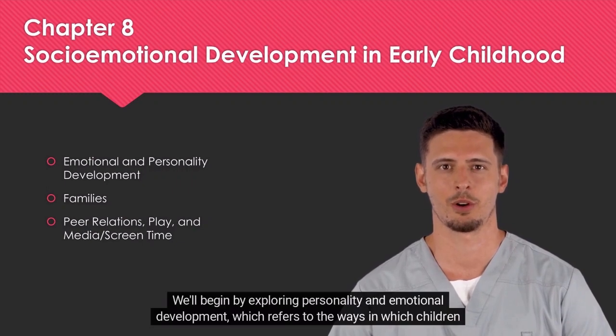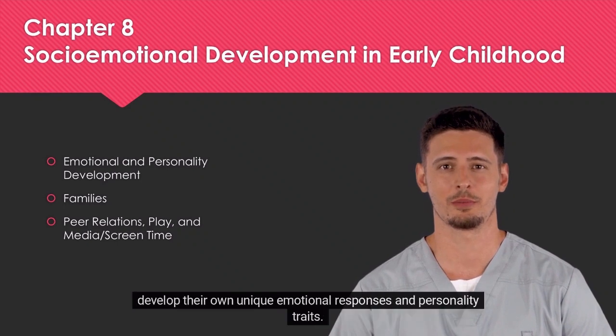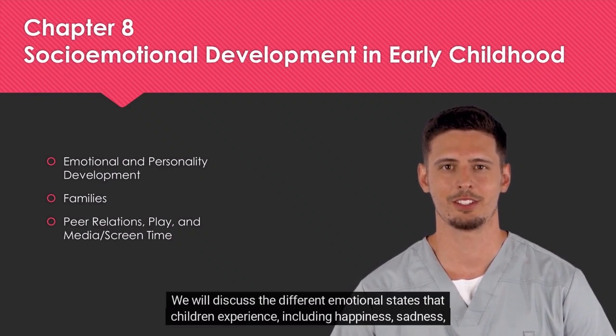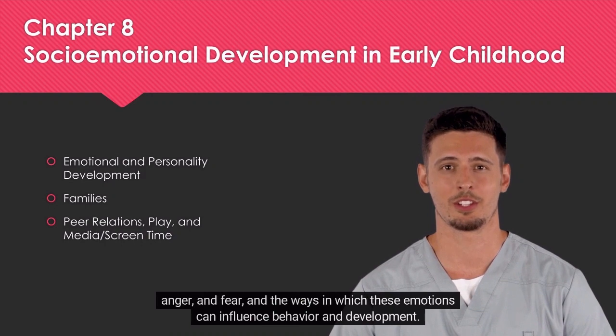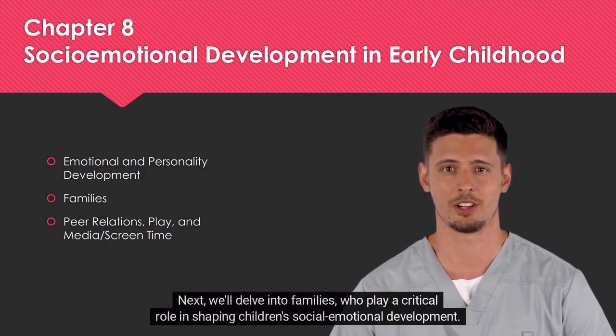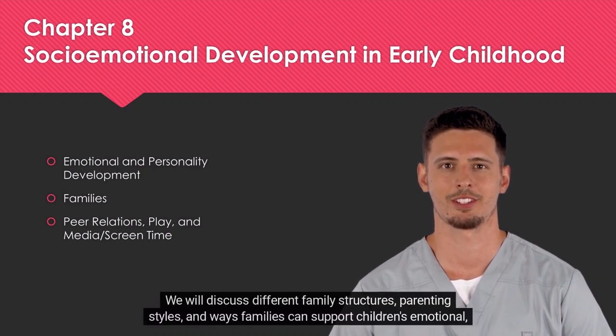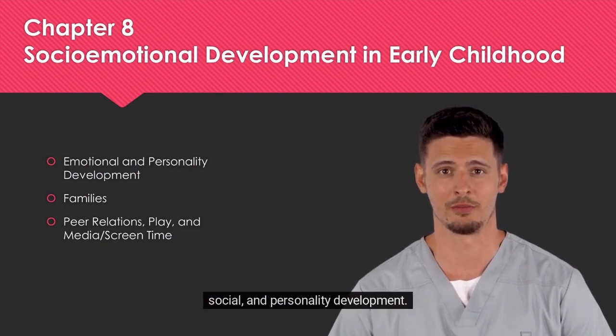We'll begin by exploring personality and emotional development, which refers to the ways in which children develop their own unique emotional responses and personality traits. We will discuss the different emotional states that children experience, including happiness, sadness, anger, and fear, and the ways in which these emotions can influence behavior and development. Next, we'll delve into families who play a critical role in shaping children's social-emotional development. We will discuss different family structures, parenting styles, and ways families can support children's emotional, social, and personality development.